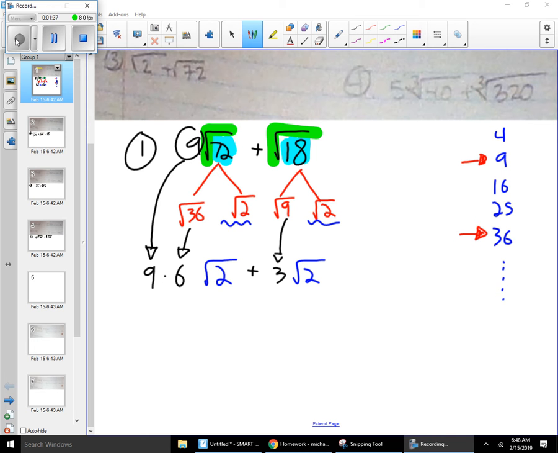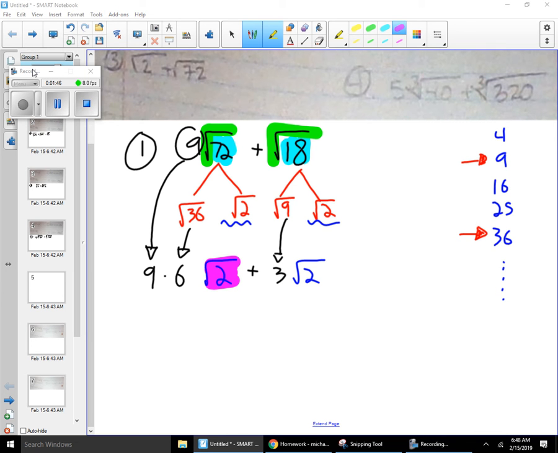This addition problem becomes easier to see now. We have 2 root 2's. Purple was a bad choice. We have 2 of those root 2's hanging out. So now we know we can add these 2 radicals together. A bit of cleanup, 9 times 6 is 54. So we have a 54 root 2 plus a 3 root 2. So I'm adding 54 and 3 to get 57. 57 what's? Root 2.